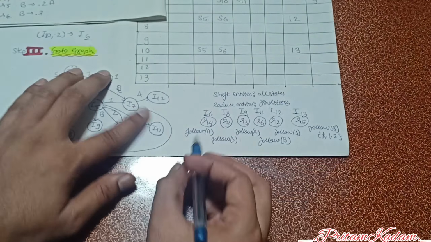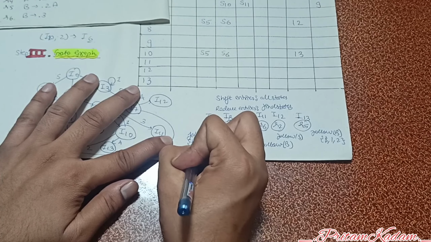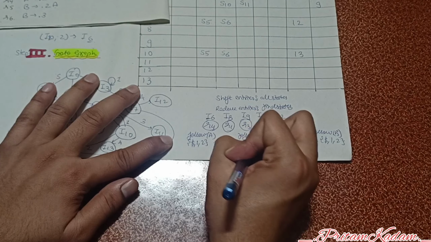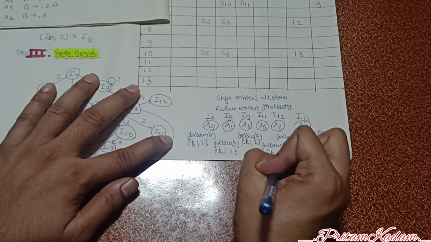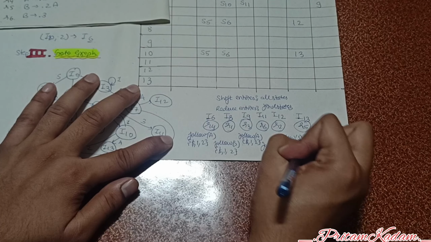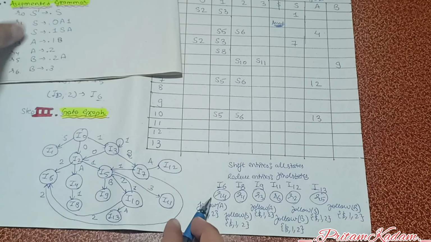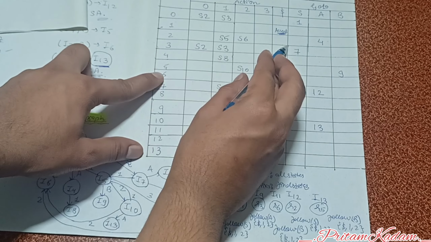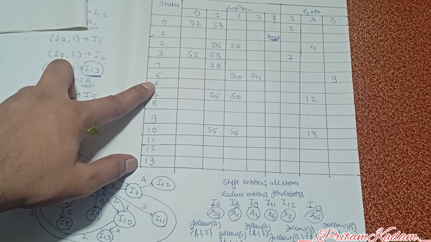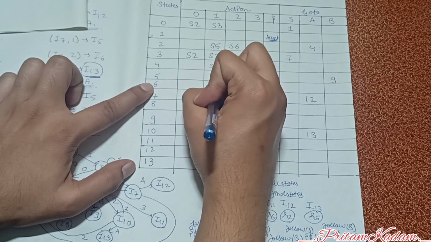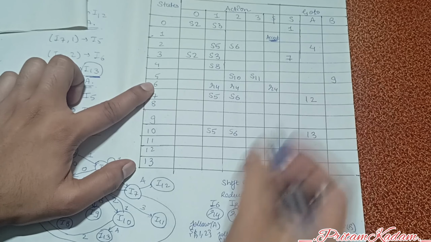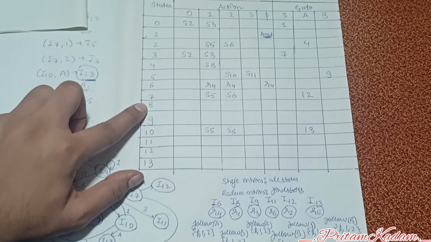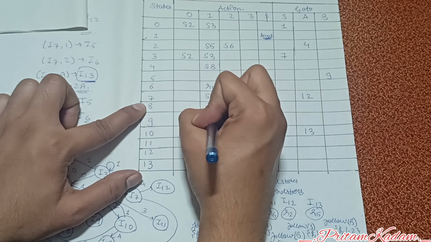So you can write it for each of these, or you can just start putting the reduce values inside the table. Let me write it down. Now in the I6 part, that is the sixth state, under the $ I'll write R4, and similarly R4 and R4. Under $ in the I8 state, I'll write R1, R1 and R1.